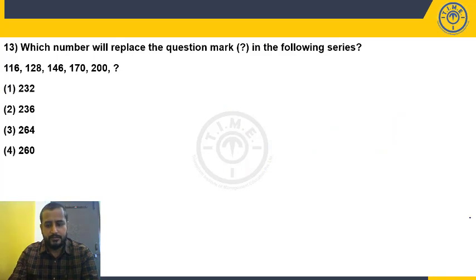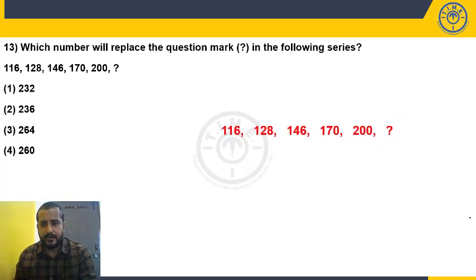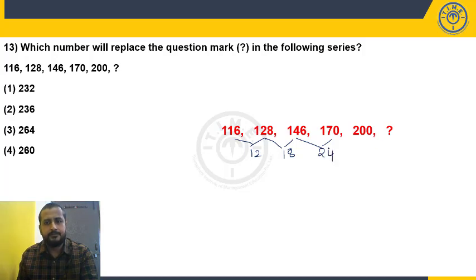13. Again, look at the given numbers. 116, 128, 146, 170, 200. How much is the difference? 12. Because the numbers are increasing slowly, gradually, so apply the difference. 128 to 146, how much is it? 18. 146 to 170, 24. And here it is 30.